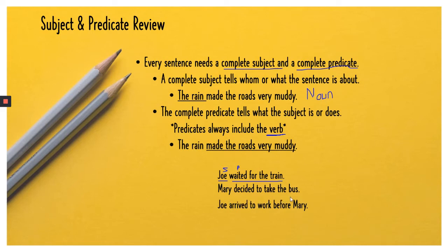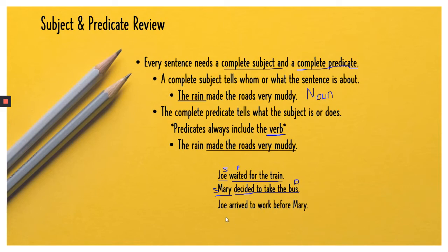Mary decided to take the bus. Well, Mary is the person who is doing my action, so she's the subject. And I would say, all right, what does Mary do? Mary decided to take the bus. Decided is my verb, so the whole second half of the sentence is the predicate.